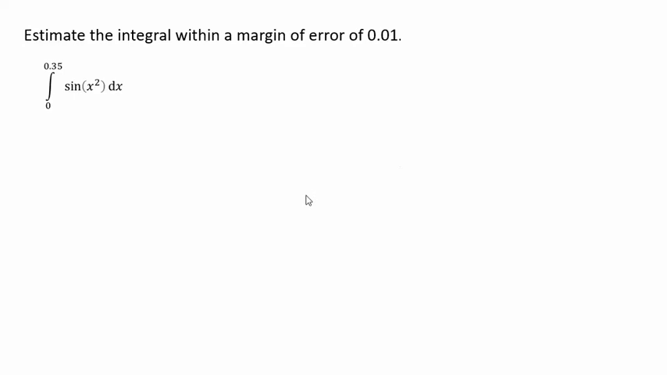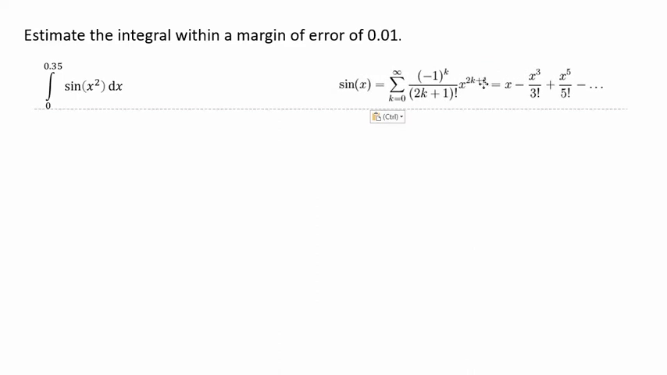So let's remember what the power series for sine is. Let's drop this in here. Okay, so here we have the power series for sine. Our integral over here, we need to do the sine of x squared. So the first thing we want to do is create a power series for sine of x squared. So all we have to do is take the power series for sine, and wherever we see an x, we're going to put an x squared.